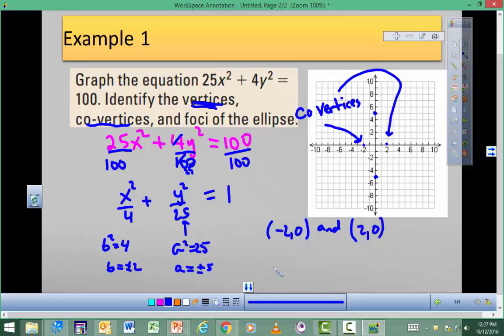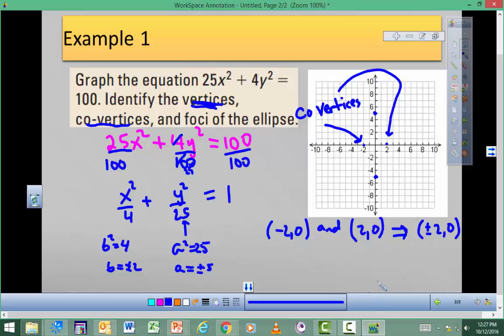Now, let me show you a shortcut way of doing it. You ready to see the shortcut way? This is the shortcut way. You say plus or minus 2, comma 0. Then people understand, oh, well, there's two of them. Does that make sense? Instead of writing the plus or minus here, just write them both right there.